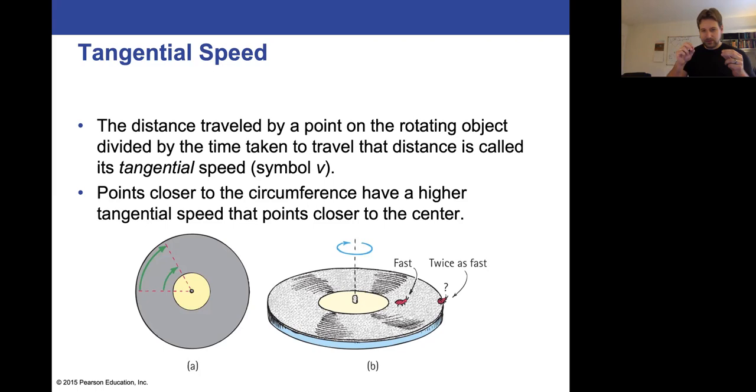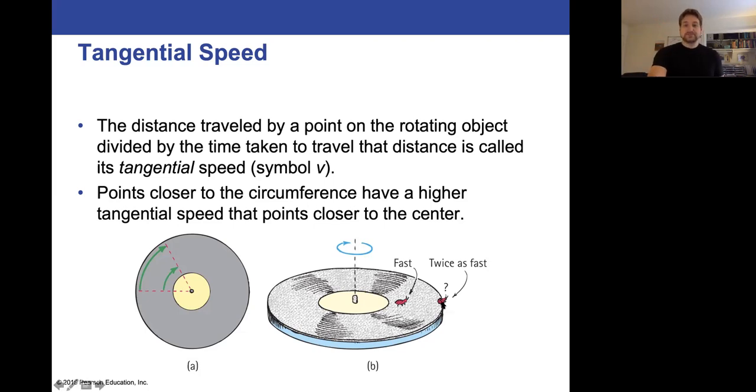Now, ignore the record. Ignore that the bugs are standing on the record. The inner bug, this one, is moving in a circle of a particular radius because it's a particular distance away from the axis. So in the amount of time that it takes the record to rotate once, this bug makes a circle in space that has a particular circumference. So we travel a particular distance in some amount of time. We have a tangential speed, a speed with which we move around in a circular path in space.